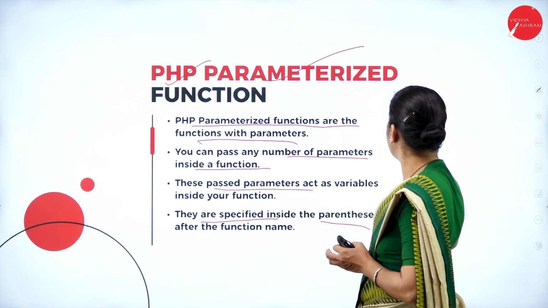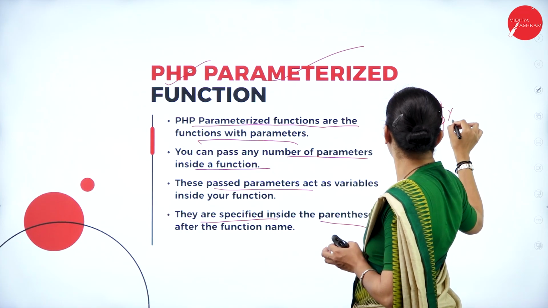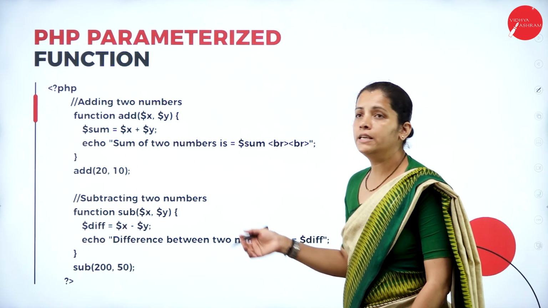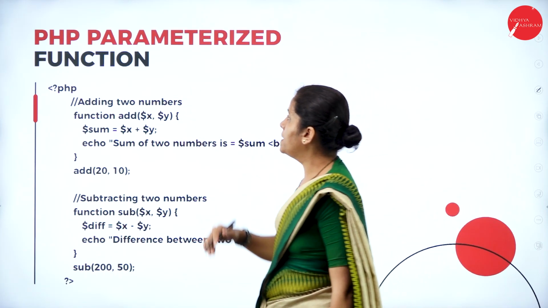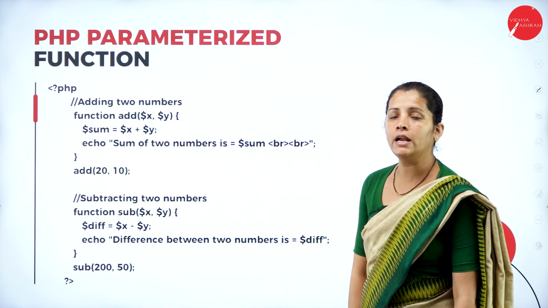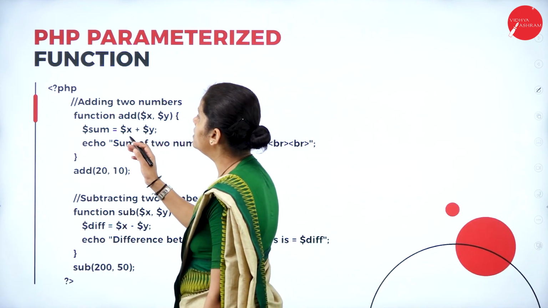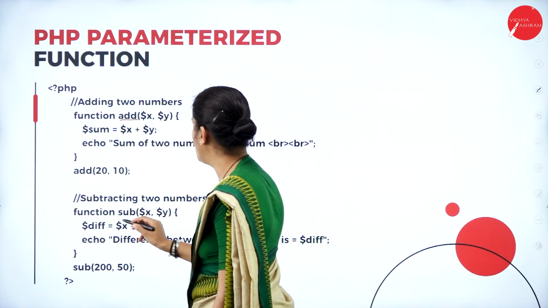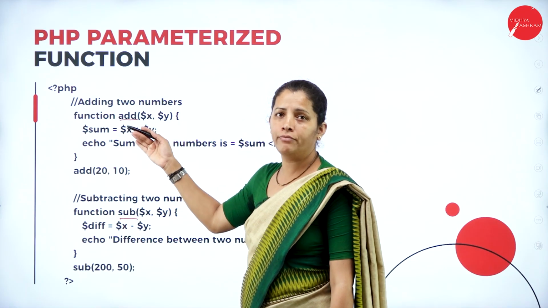So I have the function name, and along with that, I have the parameter. Okay, fine. Now, see here, I have the simple code, that is PHP parameterized function. How can I create parameterized functions in PHP? So here I have 2 functions. One is add and one is subtract. Okay, how am I going to create a function?